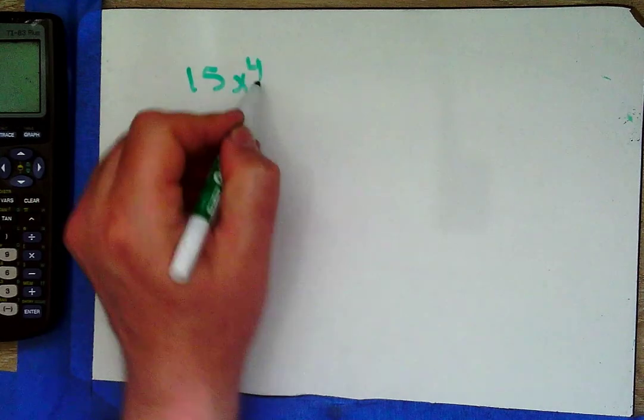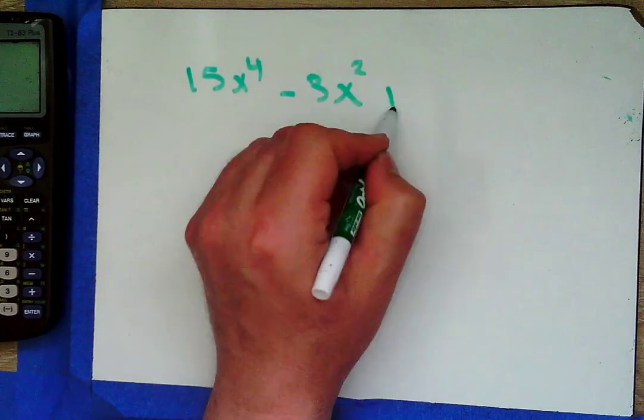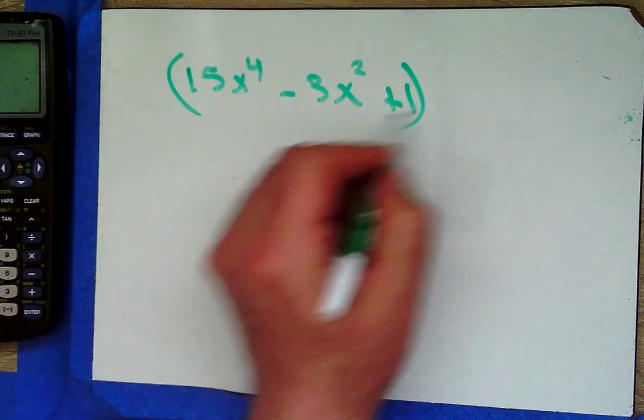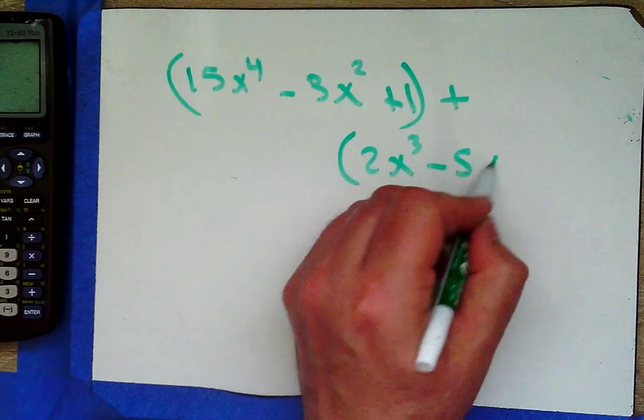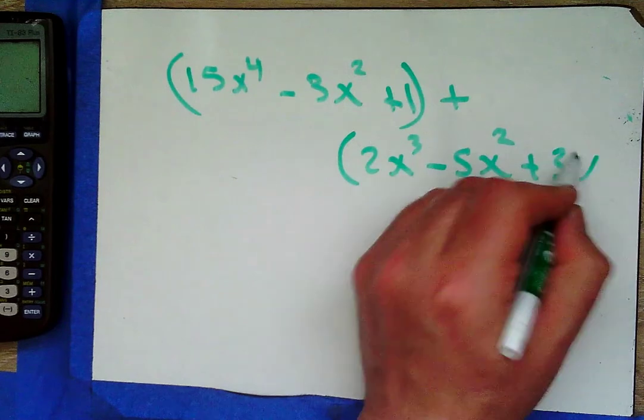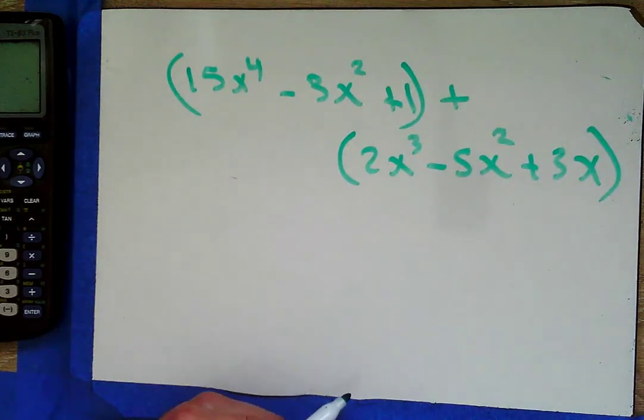How about 15x to the 4th minus 3x squared plus 1 plus 2x to the 3rd minus 5x squared plus 3x. All right, please add those two polynomials.